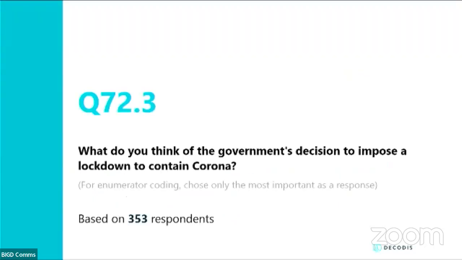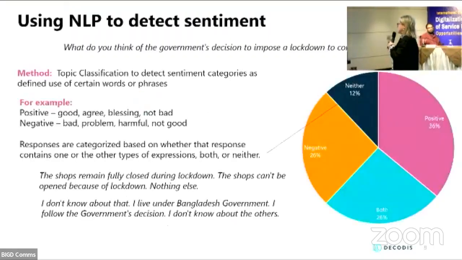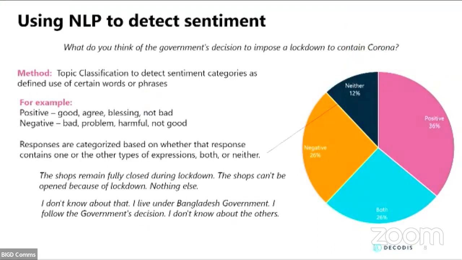So what did we find? What did respondents say to this question about the lockdown? Well, the first thing that we did is we ran sentiment analysis. If you've heard of NLP, you'll hear of sentiment analysis. Now we ran our own code on this: what means positive, what means negative, and we ended up with this pie chart.